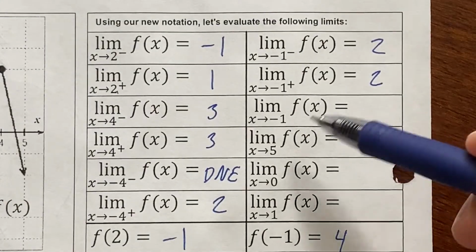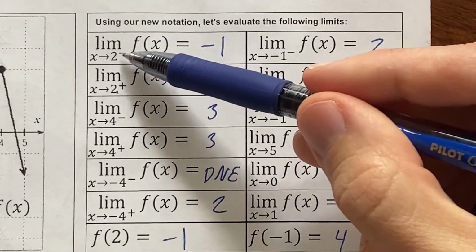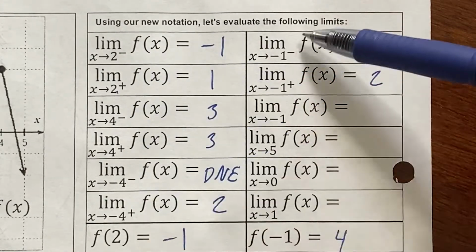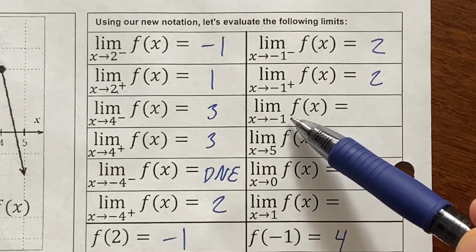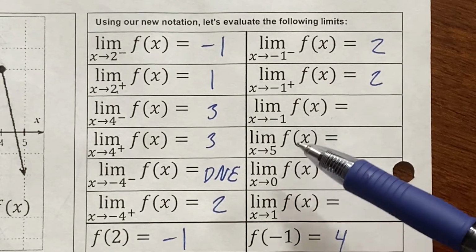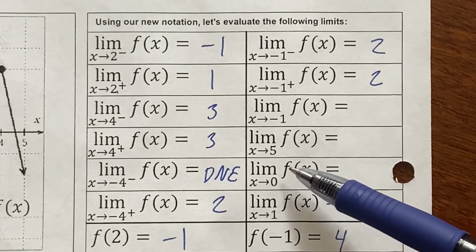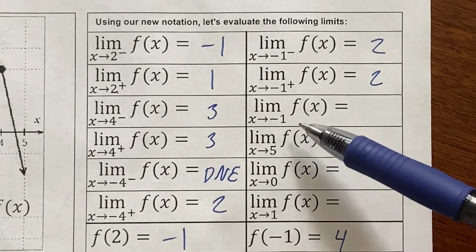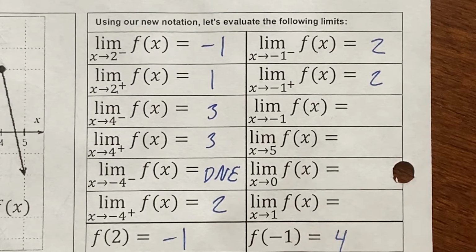We're going to hold off on these. Notice how all these are either from the left or from the right. These are limits at just actual integers. And before we find those, I want to talk about when limits potentially don't exist. When limits don't exist.